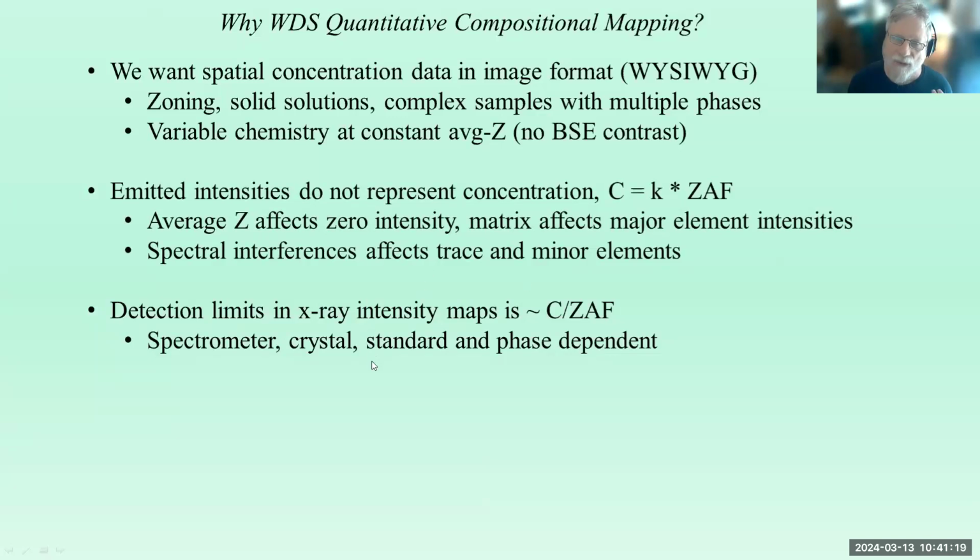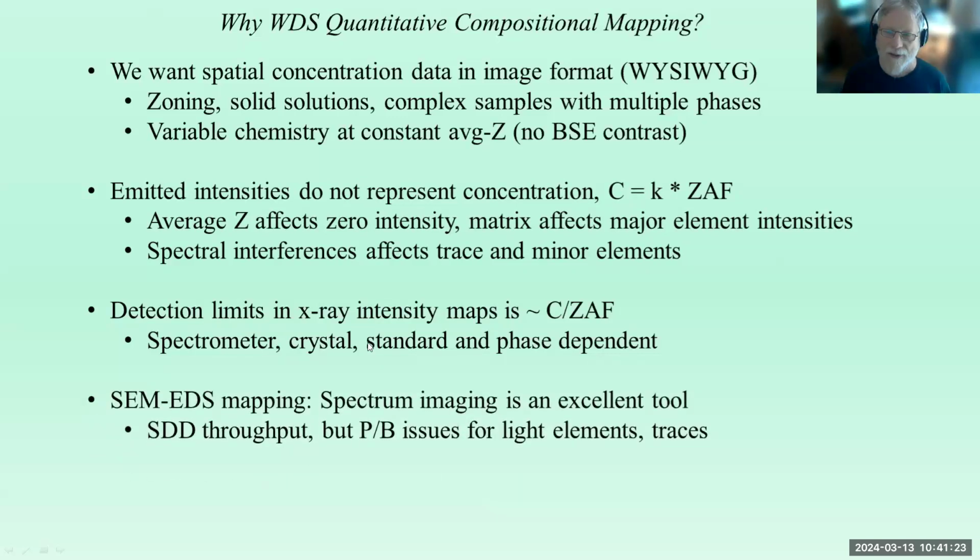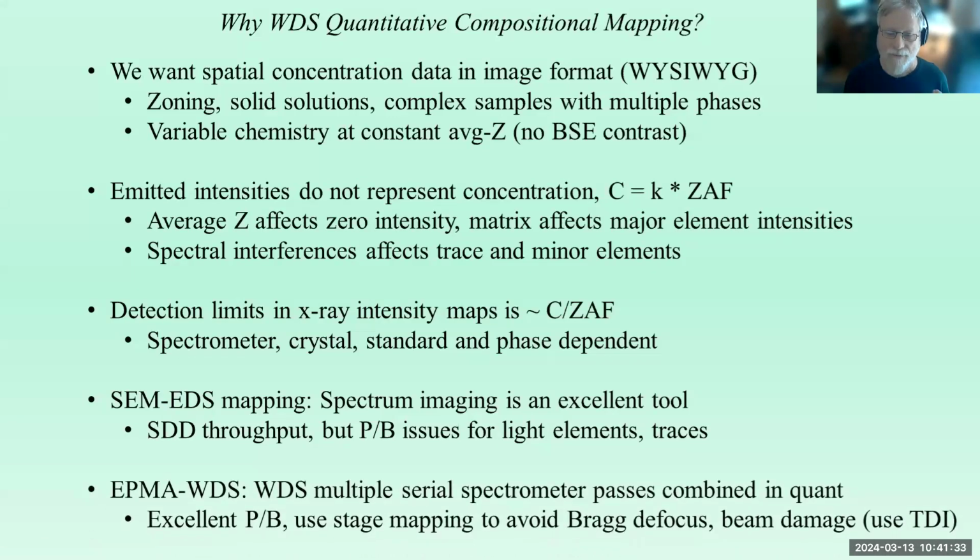So we don't really want to rely on just the emitted intensities. We want to do a background correction, a dead time correction, a matrix correction, interference corrections, and TDI corrections. We want to do all the corrections that we normally do on points, and we want to do it for each pixel on a map.